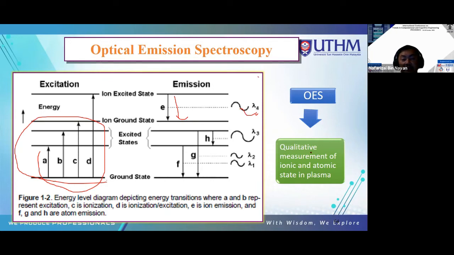OES is a qualitative measurement of ionic and atomic states in plasma. We cannot have the exact numbers because so many parameters actually affect the measurement or the diagnostic.